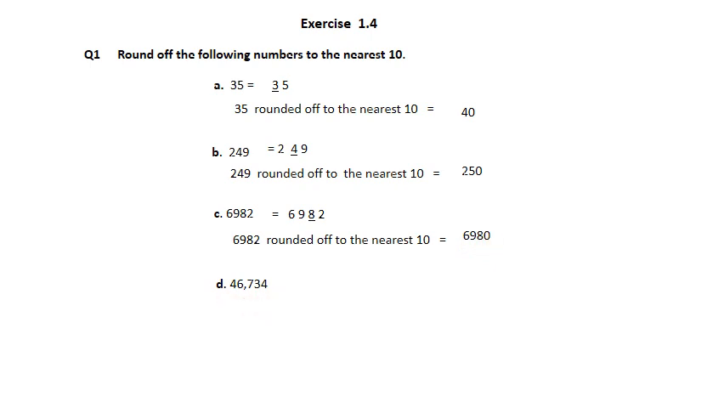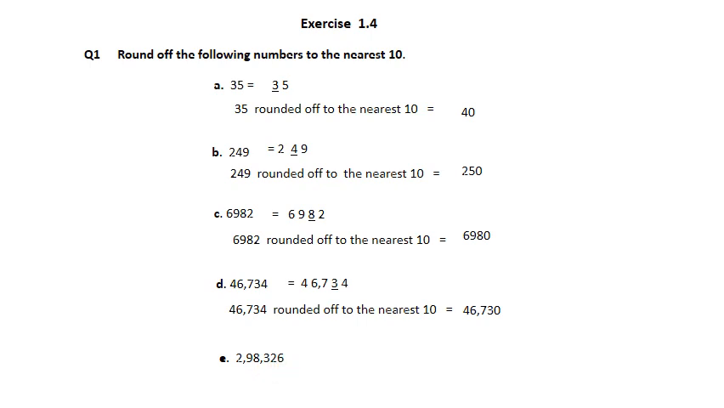D, 46,734. First we'll underline the tens place. Okay, now we'll look at the ones place, which is 4 here, which is less than 5. So the remaining digits will all remain the same and 4 will be replaced by 0. So your answer is 46,730. So 46,734 rounded off to the nearest 10, the answer is 46,730.